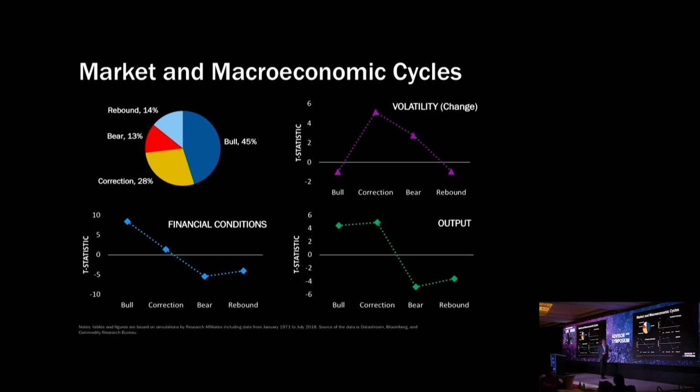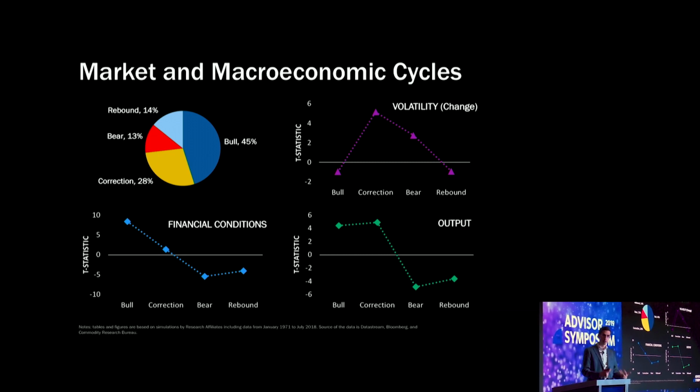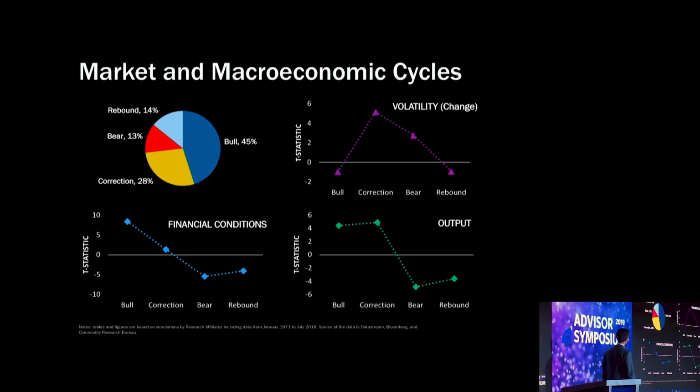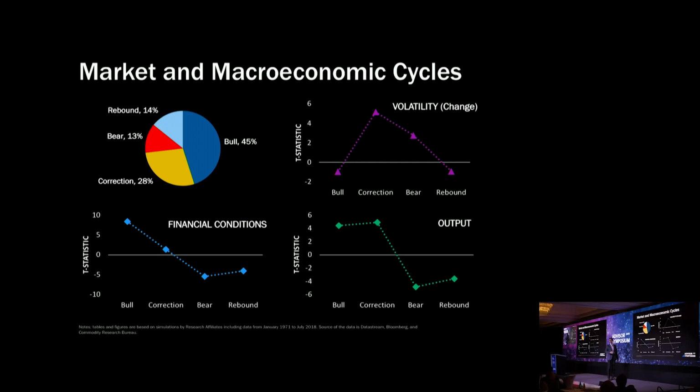What about the macro variables? So here on the chart on the upper right, I'm showing you how the volatility changes and whether these volatility changes are statistically significant. So I'm interested in whether they're really meaningful in statistical terms, across the four different phases. So I'm looking at volatility, the intra-month volatility of the S&P, basically similar to the VIX, within the bulls, corrections, bears, and rebounds.